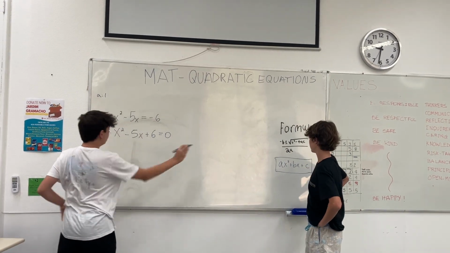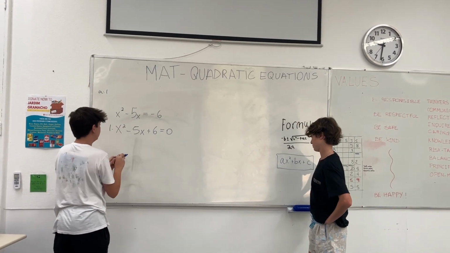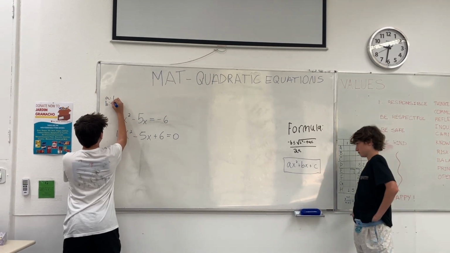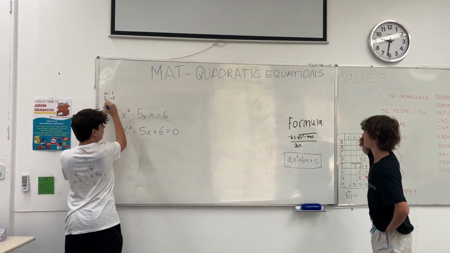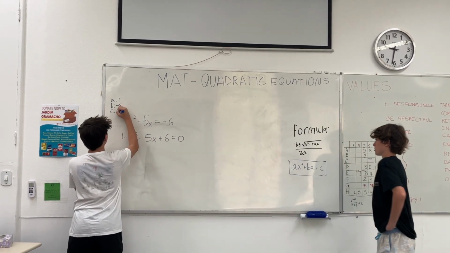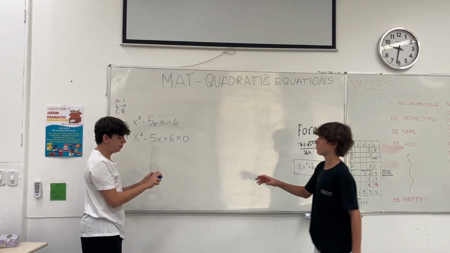B, as we can see, the coefficient of x is negative 5, so we have b equals negative 5. And finally C, as we can see there, equals 6. So C equals 6. Now let's apply the formula and replace the values.